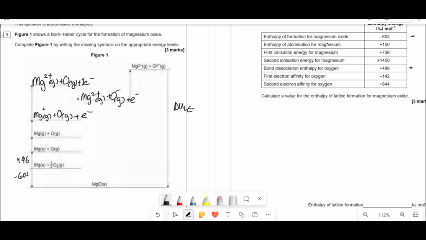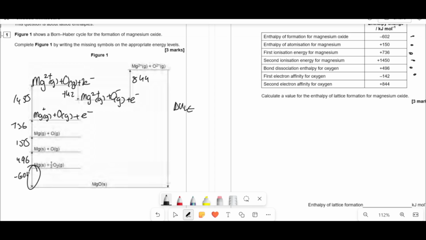Then from here to here, it's the atomization of magnesium, which is going to be 150. And then from here to here, it's the first ionization of magnesium, so it's 736. Then it's the second ionization energy of magnesium, which is 1450. And then we've got the first electron affinity for oxygen, which is here, minus 142. And then the second one, we've got plus 844. And then this is the missing thing we want.